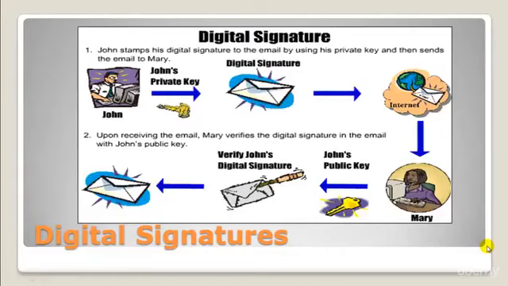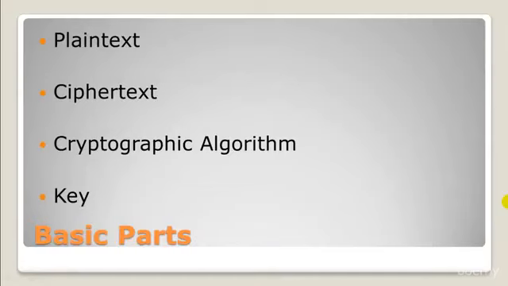Starting off with the basic parts, there are four basic parts in cryptography. The first one is the plain text. It is unscrambled information to be transmitted, and it could be a simple text document, a credit card number, a password, a bank account number, or sensitive information such as payroll data, personal information, or a secret formula being transmitted between organizations. The second part is the ciphertext.